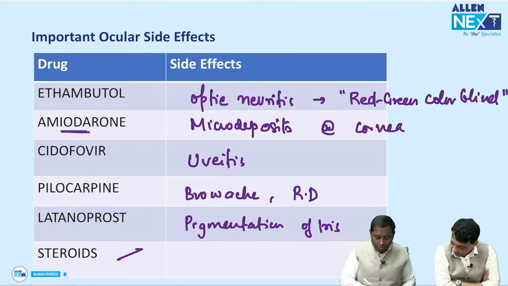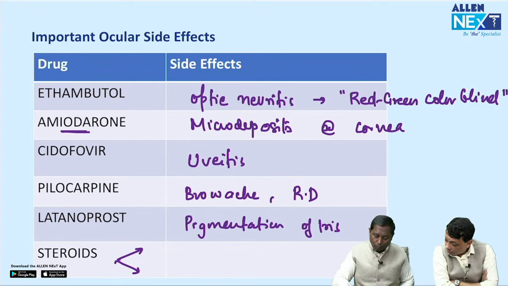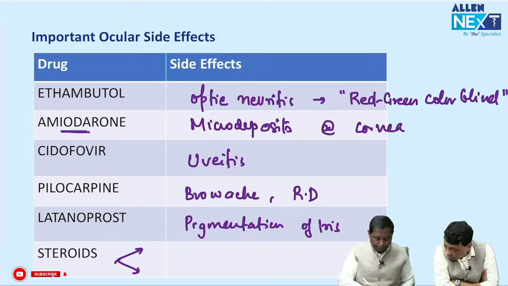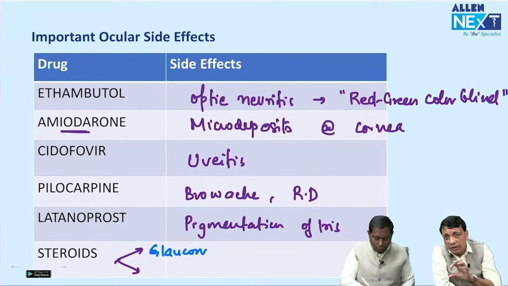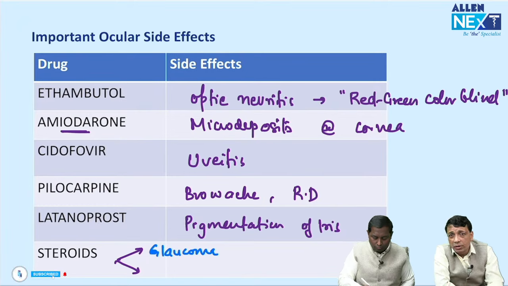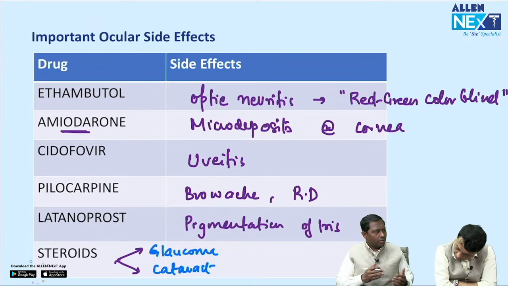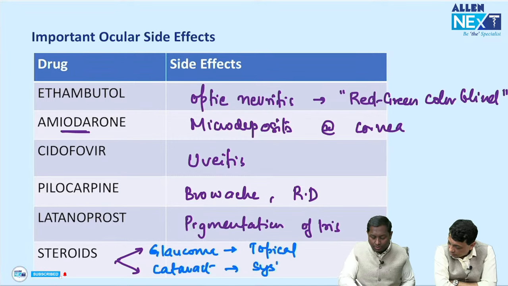Steroids. Now, steroids, sir, what kind of problem can they cause? See, the most common thing that we have in ophthalmology is systemic or topical steroids. With systemic, mostly cataracts are caused. If it's topical, it's mostly glaucoma. However, they can cause both. Systemic can cause both cataracts and glaucoma, but much more in favor of cataracts. Topical steroids mostly cause glaucoma. So we can say steroids are associated with both kinds of side effects? Yes, definitely, glaucoma and cataract. But glaucoma is mostly seen with topical usage? Yes. And cataract is mostly seen due to systemic use.